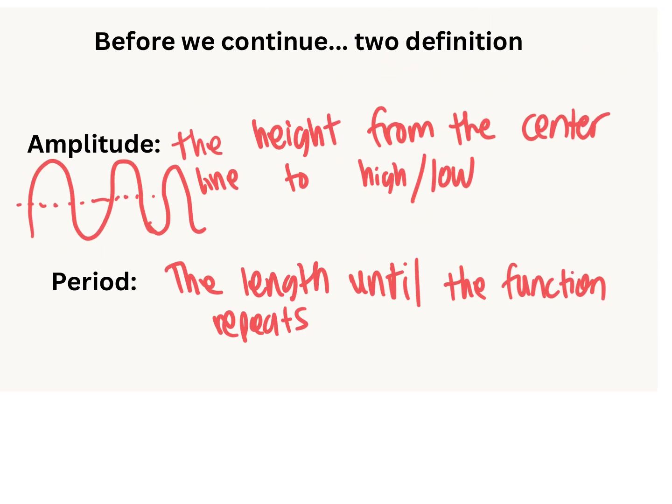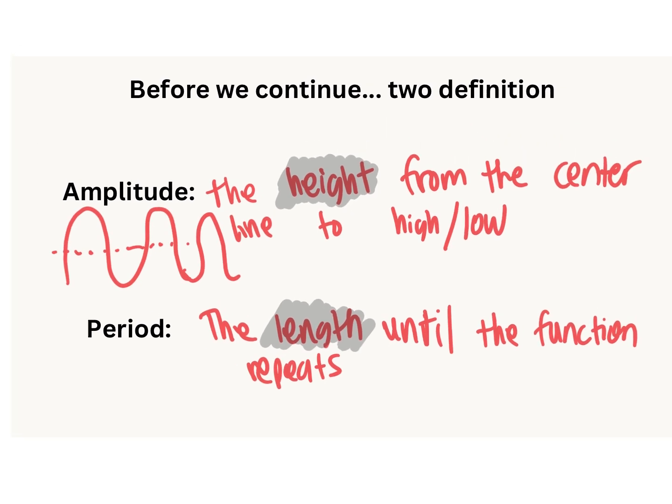Just to get ahead of ourselves here, I want to draw special attention to that idea of height and that idea of length. You can think of length as going from left to right and height going up and down. Or, to connect it to prior learning, you can think of the amplitude as having something to do with a vertical transformation, and the period having something to do with a horizontal transformation. We'll talk about that more later.